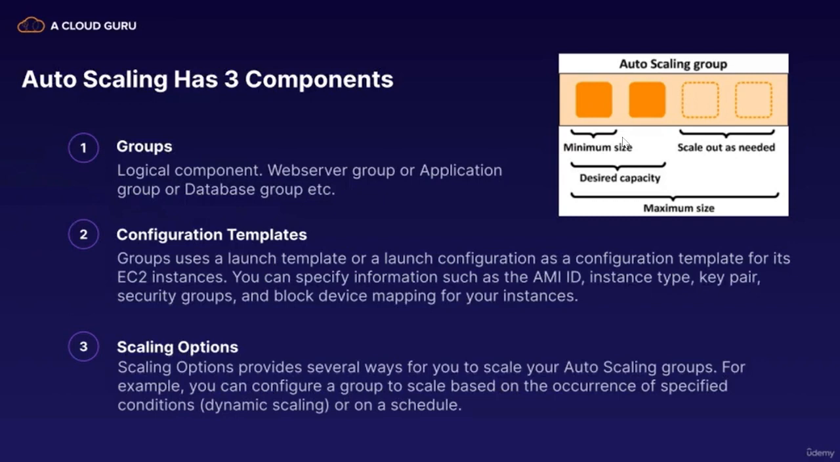We then have our different scaling options, and this provides several ways for you to scale your auto-scaling groups. For example, you can configure a group to scale based on the occurrence of a specified condition. So this is called dynamic scaling. It might be your CPU utilization, for example. Or you can specify that you want your group to scale on a schedule. It might be that everyone gets into work at 9 a.m. on Monday morning, and you need to have excess capacity for that event.